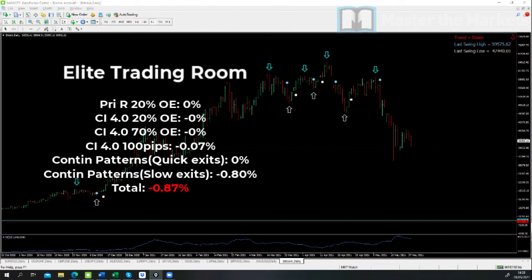Continuation patterns: nothing on continuation quick exits. On the slow exit continuation pattern, we did have a trade running, which gave us a minus 0.80% loss. So the total for the elite room was minus 0.87% to the downside.